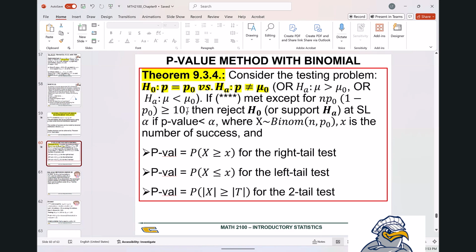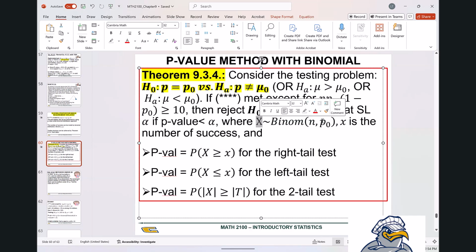if your p-value is less than alpha, where the p-value is calculated as the probability of X greater than or equal to x. Here X is the distribution of the number of successes among n trials, and small x is the number of successes collected from your data. If you consider a right tail test, this is your p-value calculation. For a left tail test, this is the p-value calculation, and this is for the two-tailed test.